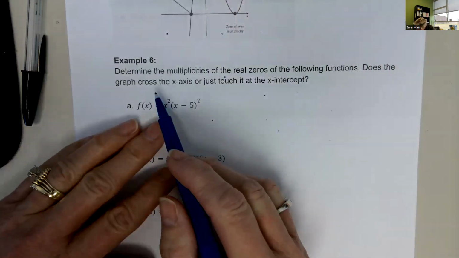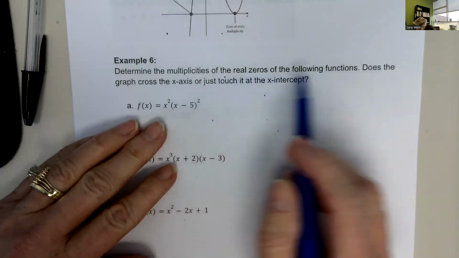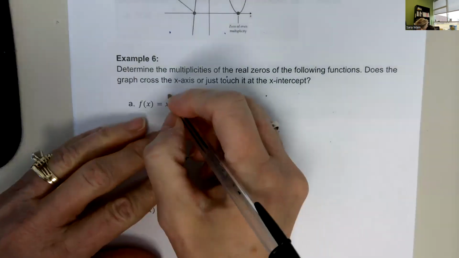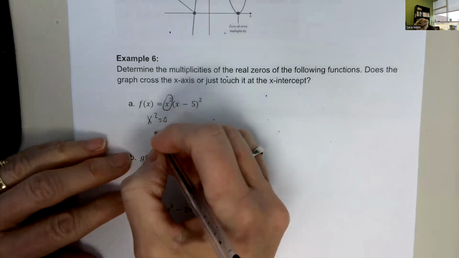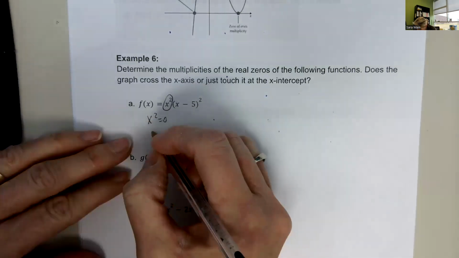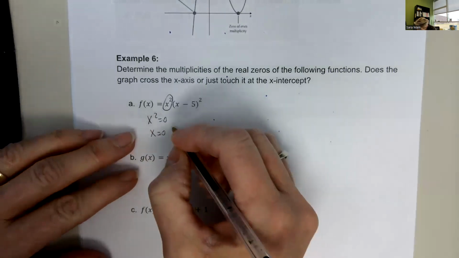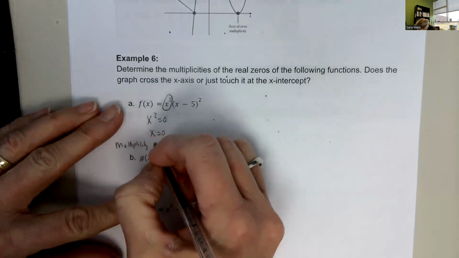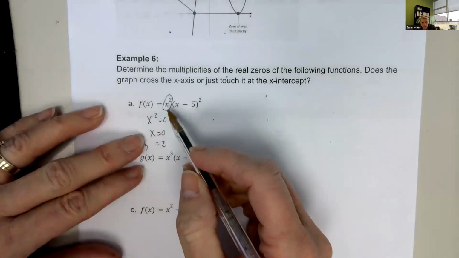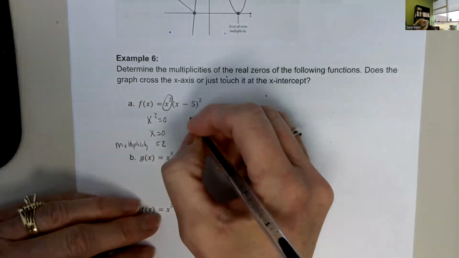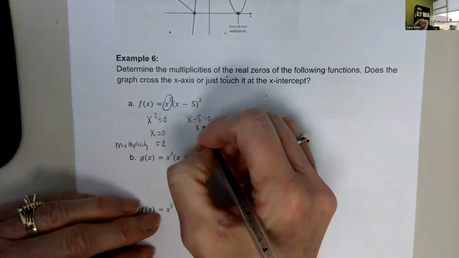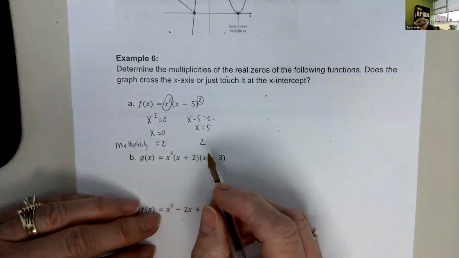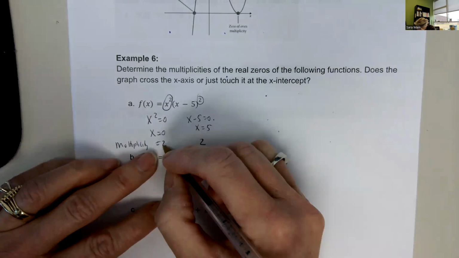It says, determine the multiplicities of the real zeros of the following functions. Does the graph cross the x-axis or just touch it at the x-intercept? So we have x squared equals 0, and that means that x equals 0. And it's even, it happens twice. So the multiplicity is 2 because that zero happens twice. Then x minus 5 equals 0 is an x-intercept at (5, 0), and its multiplicity is also 2. So both of these touch.